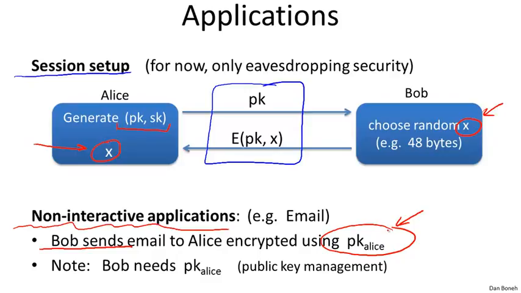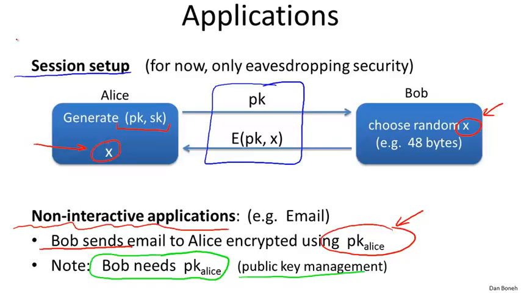Of course, the one caveat in a system like this is that Bob needs to somehow obtain Alice's public key. So for now, we're just going to assume Bob already has Alice's public key, but later on, when we talk about digital signatures, we're going to see how this can actually be done very efficiently using what's called public key management. And as I said, we'll get back to that at a later time.